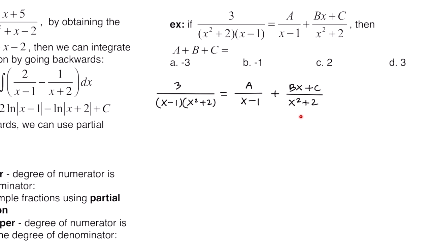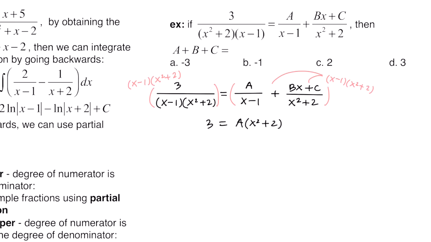So the first step is you want to think of this like an equation, and we're going to multiply both sides by this denominator. When we multiply this side of the equation by this, the entire denominator will cancel out and we're just left with 3. When we multiply this, we want to distribute to both of these. And when we multiply this expression by this fraction, the x minus 1s are going to cancel, so we're just left with A times the quantity x squared plus 2.